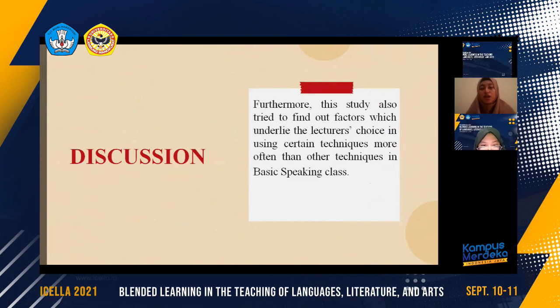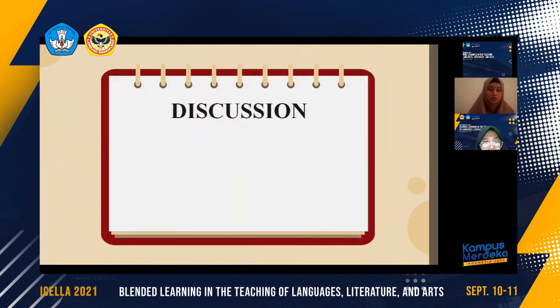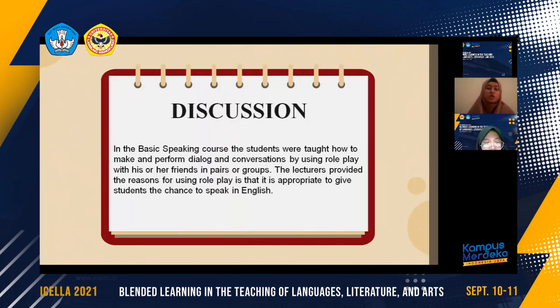Furthermore, the study also finds the kind of factors which underlie the lecturer's choice in using certain techniques more often than other techniques in basic speaking class. In the basic speaking course, the students were taught how to make and perform dialogue and conversations by using role-play with his or her friends in pair or groups. The lecturers provided the reason for using role-play is that it is appropriate to give students the chance to speak in English.